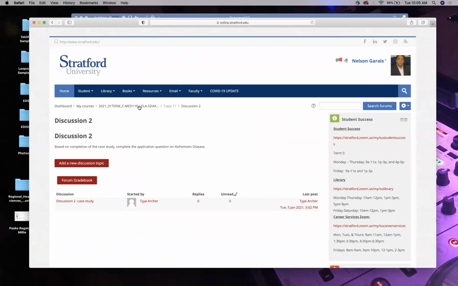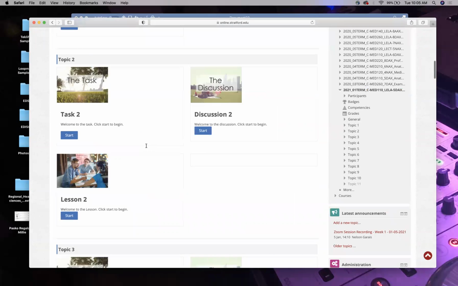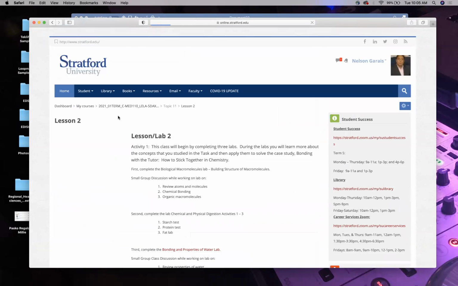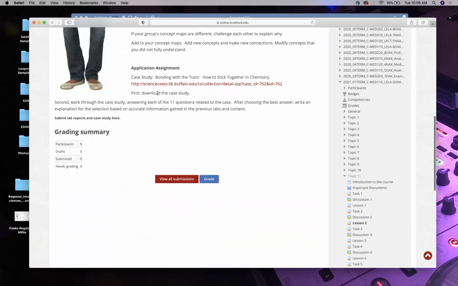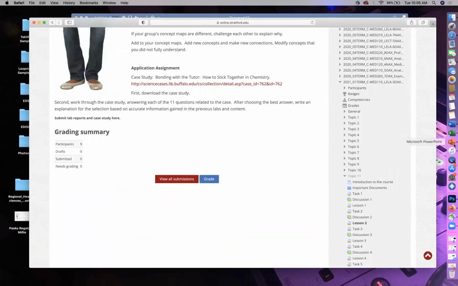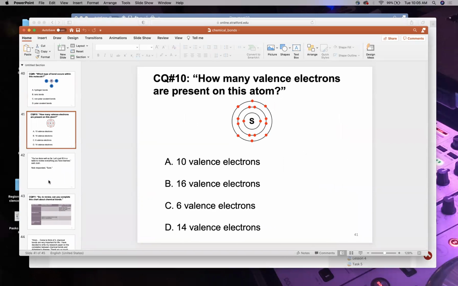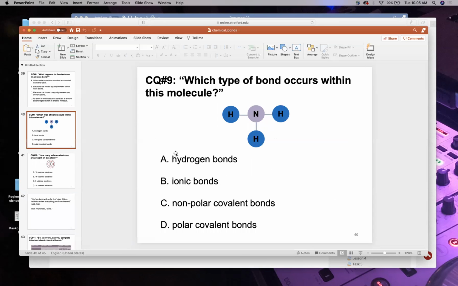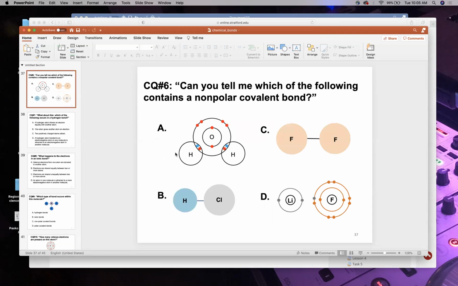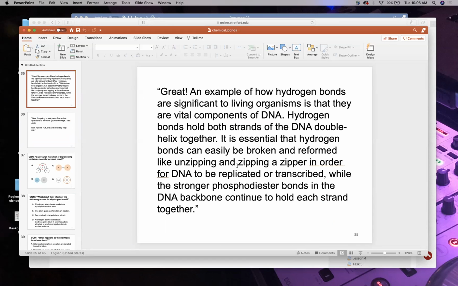So you have discussion 2 due, your task 2 due next week, and the lesson 2, of course, in that PowerPoint, answer the chemistry questions. And it states there's 10 or 11 questions. So if you look inside the PowerPoint, it's like CQ, yeah, there's 10 questions. CQ10, CQ9, CQ8, and that's all inside the PowerPoint. So one way you could do it is you copy and paste all those questions and your answers to a Microsoft Word document. Make sure you put your name on the document.